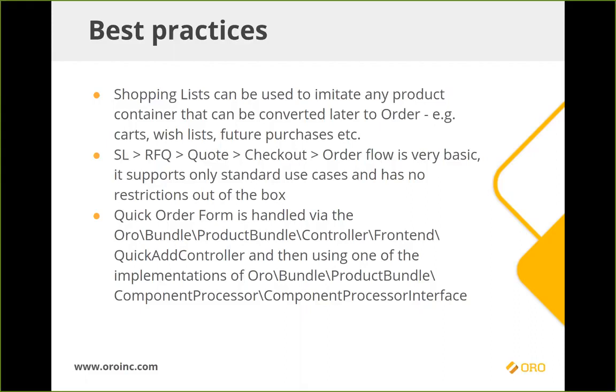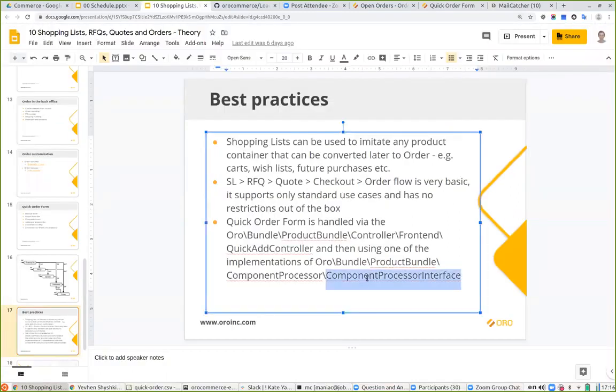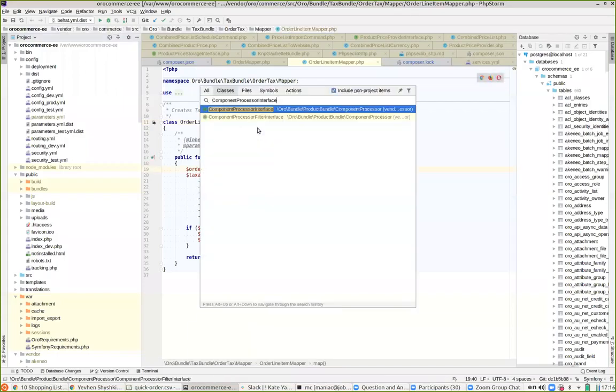Quick order form is handled by a special controller in the product bundle called Quick Add Controller. And then it has multiple implementations of the component processor interface, which refer to the specific type of conversion of the quick order form to the entity. And let me demonstrate that.